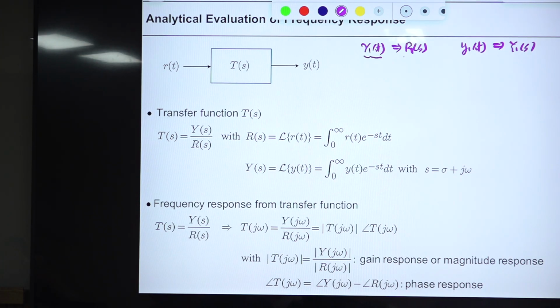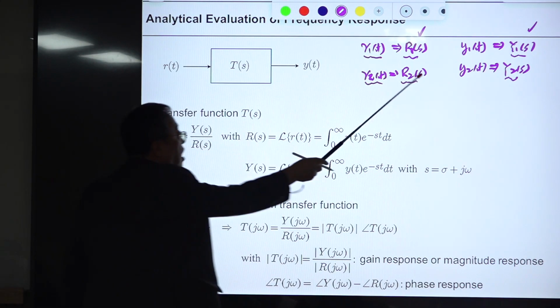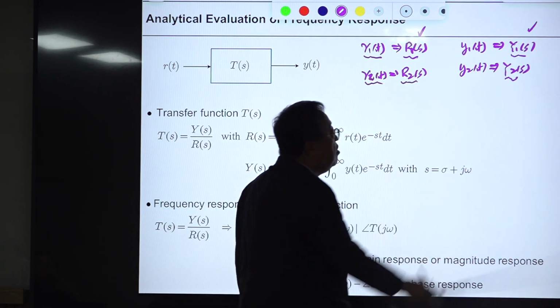So you have a pair of input and output, and then you changed your input signal. This is r2(t). Then you converted it into Laplace transformation form, R2(s), and y2(t) is generated, and using the Laplace transformation you obtain Y2(s). You have one pair and this other pair, and they look entirely different.